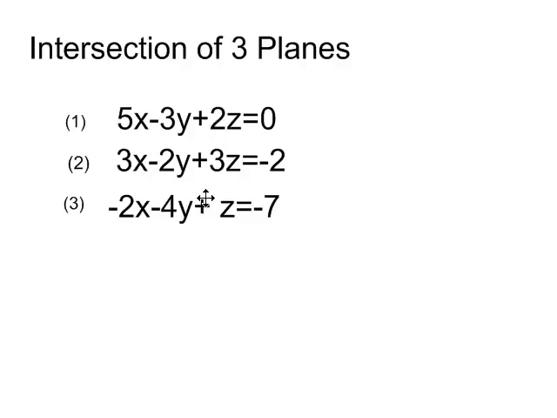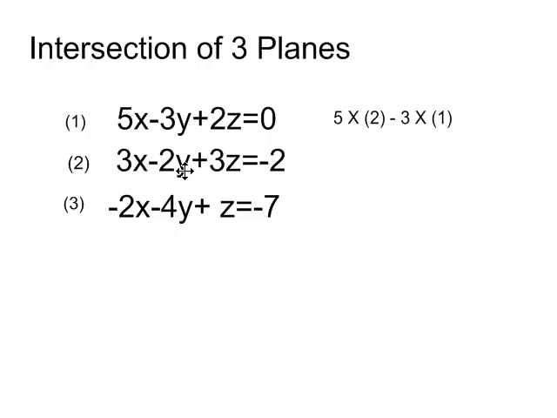Here are my 3 equations that describe the planes. This is the scalar form, but notice that I've moved the constant over to the right hand side. You don't necessarily have to do that; it's more of a standard. First, I am going to eliminate x from equation 2 by multiplying equation 1 by 3 and equation 2 by 5 and subtracting the result.